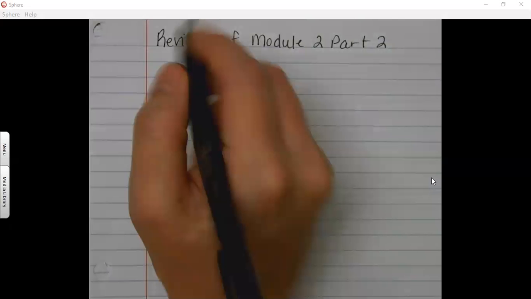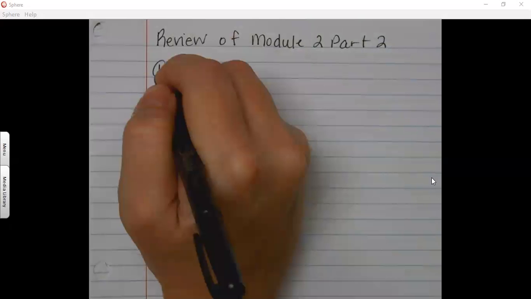All right, so let's look at the first section first. It's multiplying and dividing rational expressions. So I'll do one multiplication and I'll do one division. Let's do number 1.